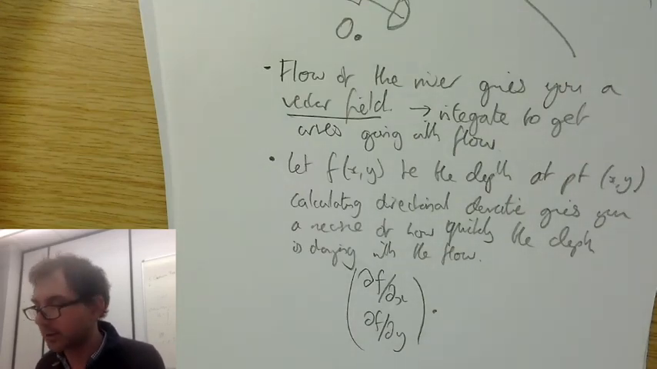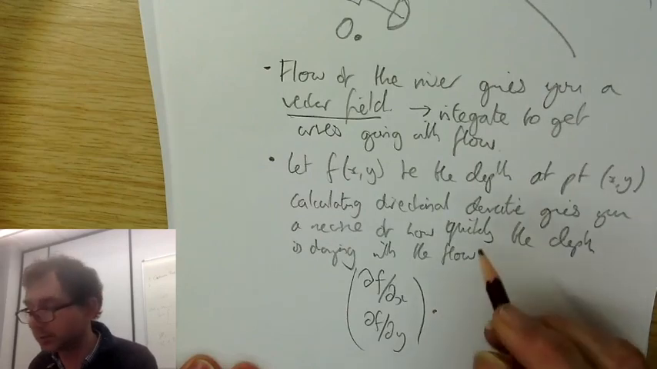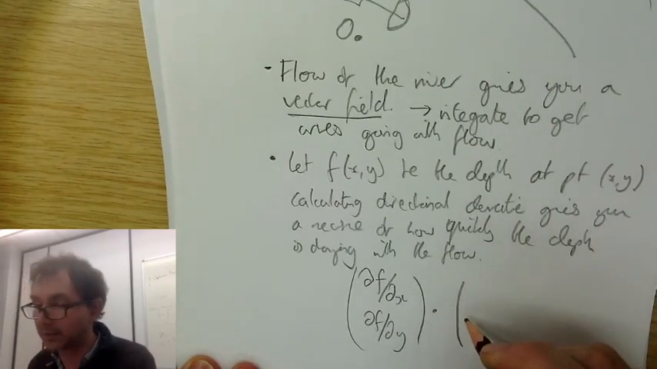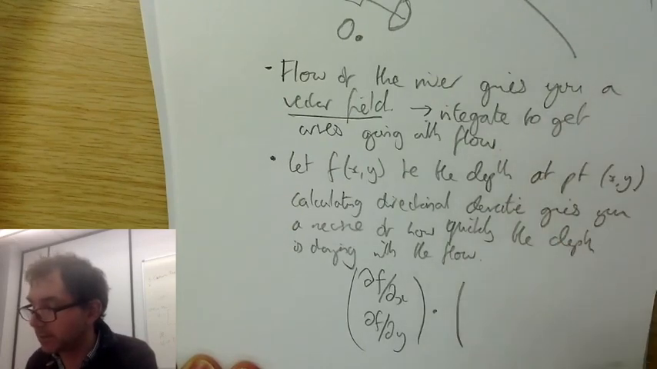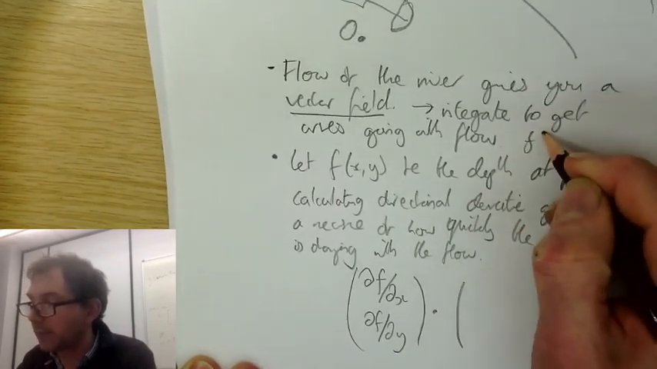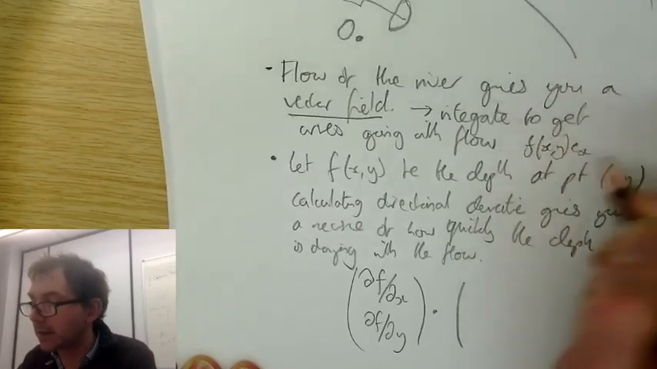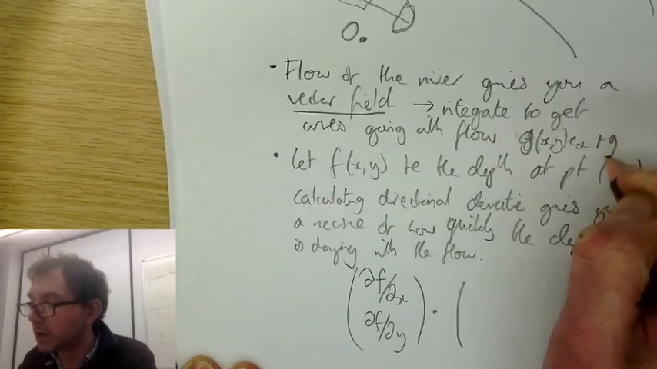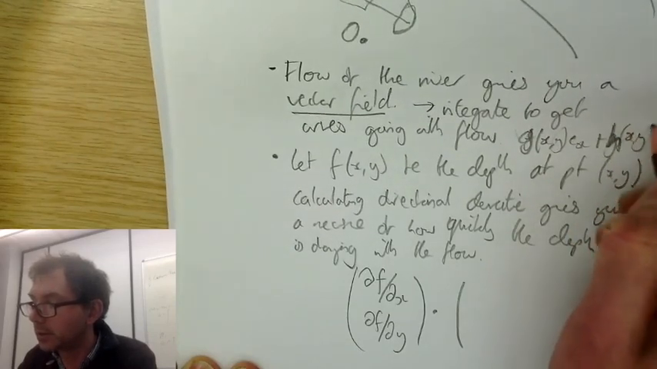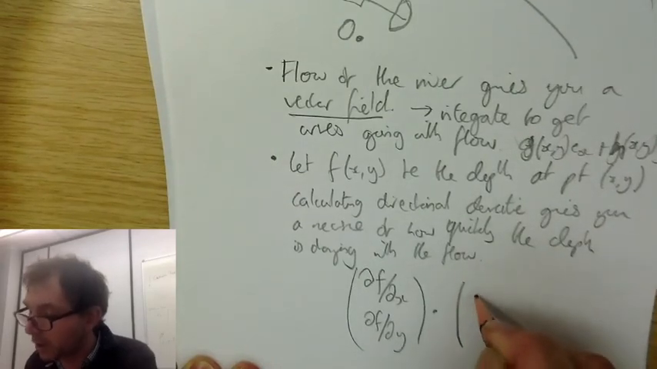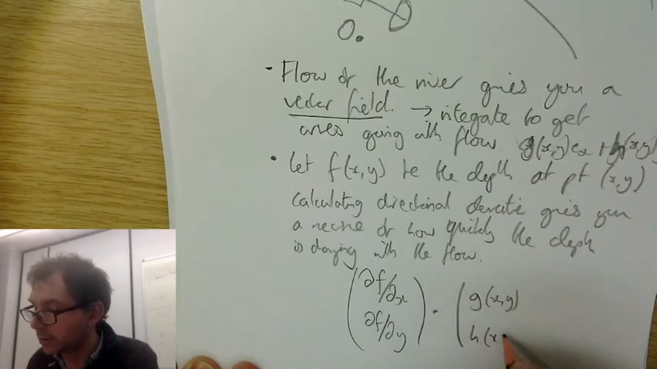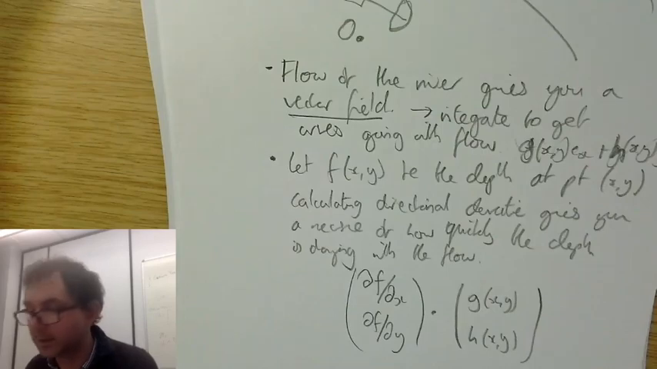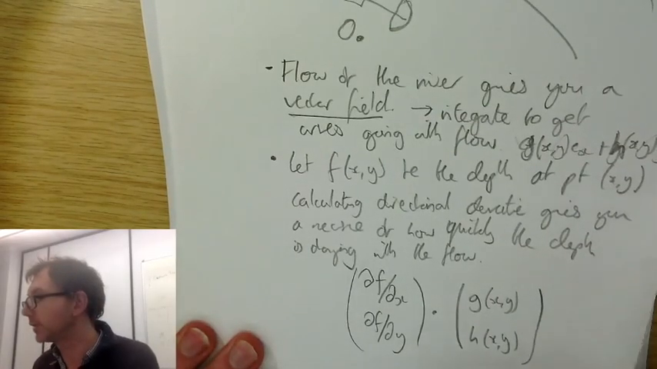So it turns out that the right thing to do is just to take the scalar product, the dot product, with the vector field at that point. So if my vector field is given by, let's say, f of x, y, e of x, call it g of x, y, e of x, plus h of x, y, e of y, then I'm just going to take the dot product of those things. And that's going to give me the directional derivative. So that's an interesting and useful thing to calculate.